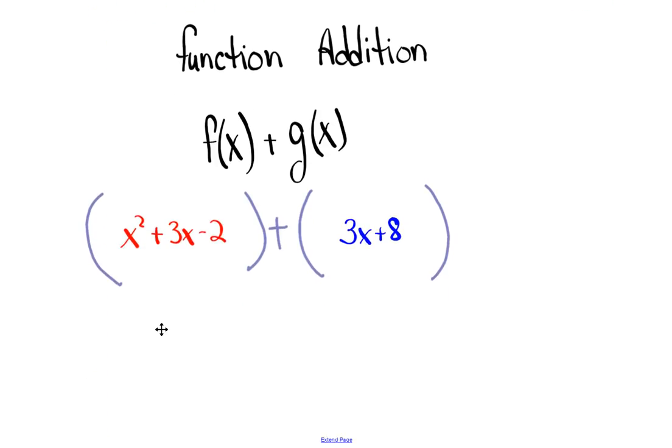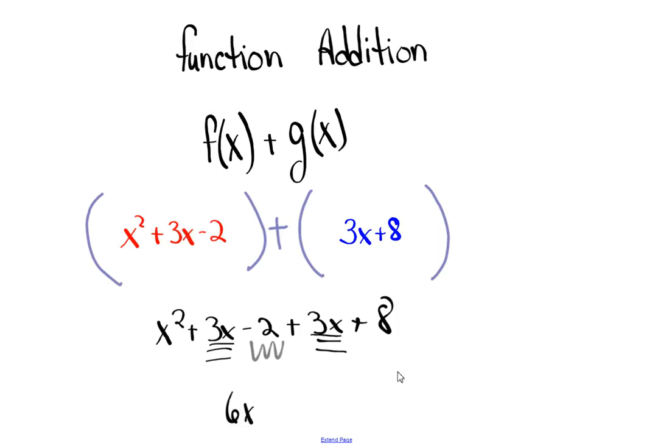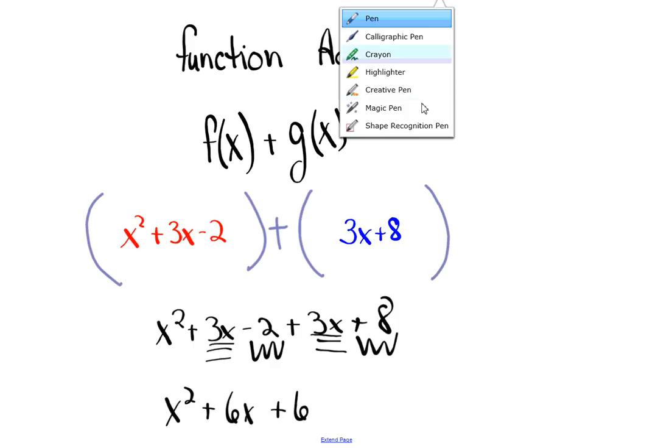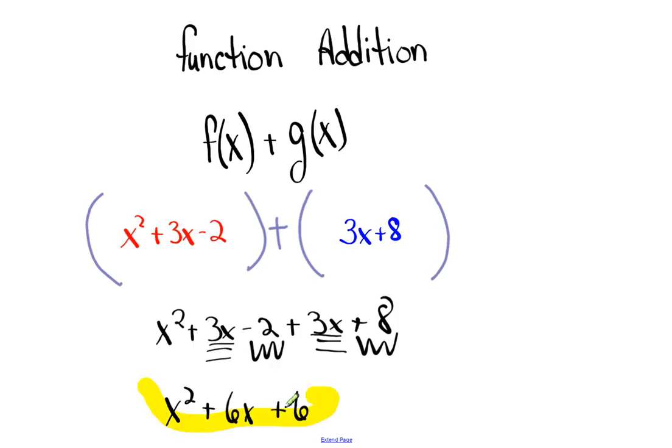Now, when I remove parentheses, I get x squared plus 3x minus 2 plus 3x plus 8. I want you to notice I've already underlined a set of like terms, and those become 6x. And then negative 2 and positive 8 are also like terms, and when you put those together, I get positive 6. And the x squared that I haven't any like terms with is just brought down. And this now becomes our answer right here.